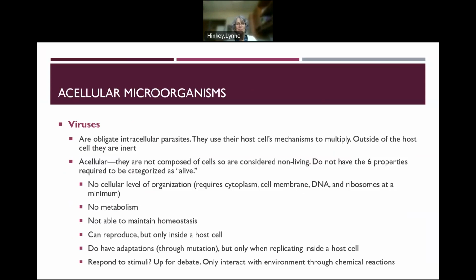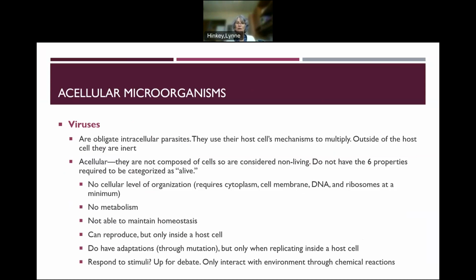Without those ribosomes and the ability to build our own proteins, we don't meet many of the requirements that it takes to be considered living. So all living things have organization, and they have the cellular level of organization at least. Viruses do not have that.